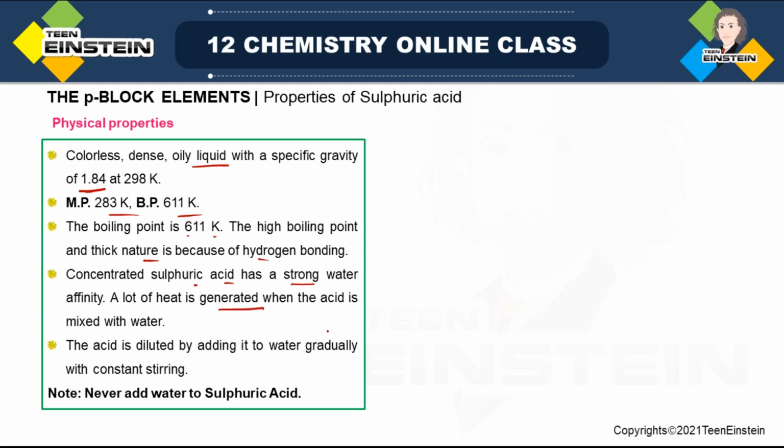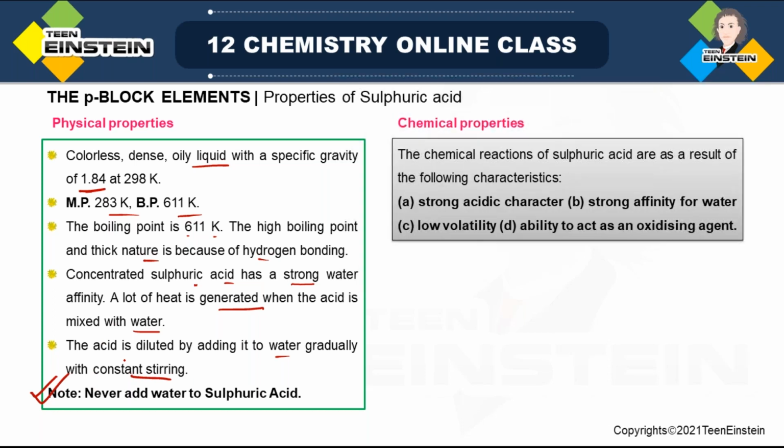A lot of heat is generated when the acid is mixed with water. As I have already said, the question is how it should be added: whether you add H2SO4 to a large amount of water, or add water to a large amount of H2SO4. No, the second one is not correct. The first one is the correct method. The acid is diluted by adding it to water gradually, remember, with constant stirring, so that the heat is distributed properly. So, important notice: never add water to sulfuric acid.